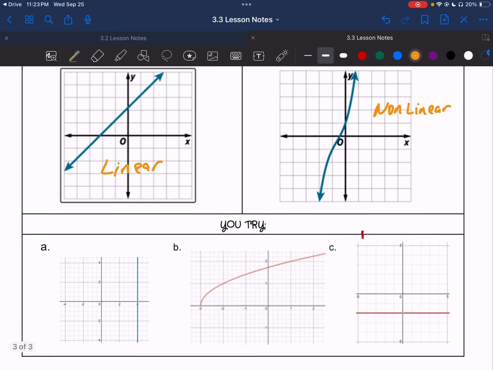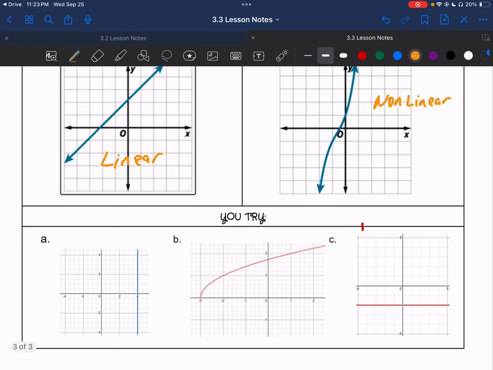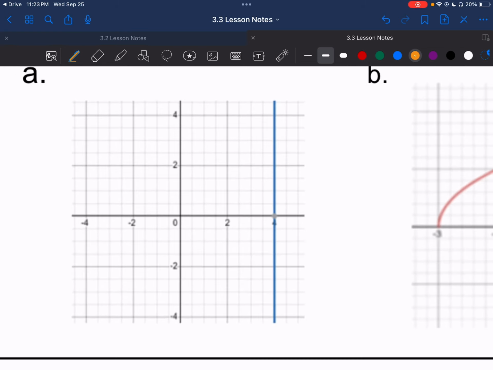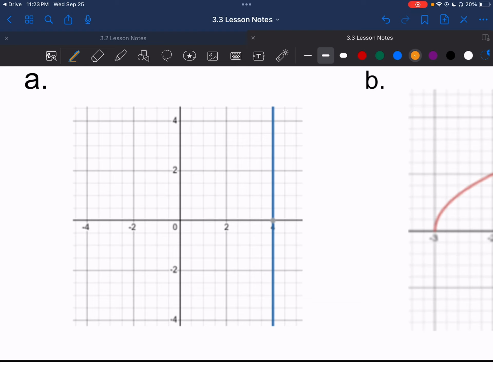There are 3 you-try problems. Take 30 seconds and try them on your own now, and then let's take a look at them. Letter A. This is that one exception that I talked about earlier. Did you come up with it? This is a linear function. Well, it's a linear equation.